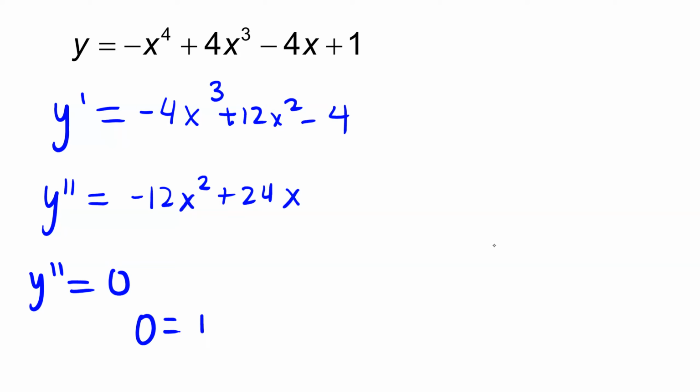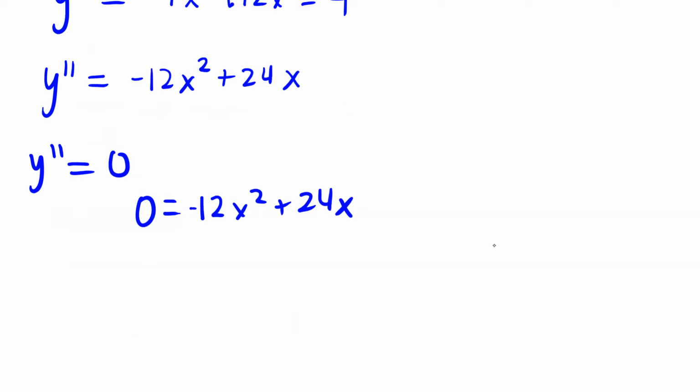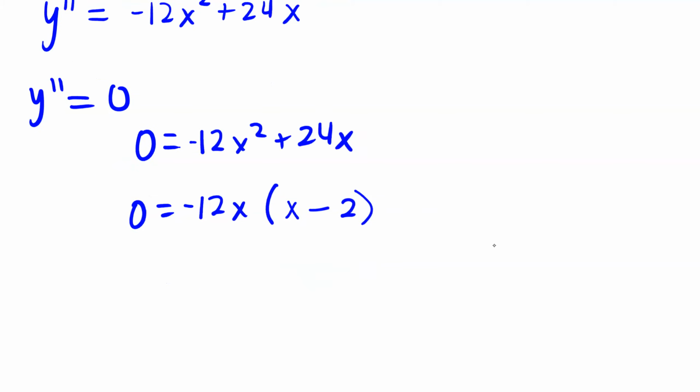So set our second derivative equal to 0. You have to factor and solve. You have negative x plus 2, and you get the same answer. So I see my two places are at x equals 0 and at x equals 2.